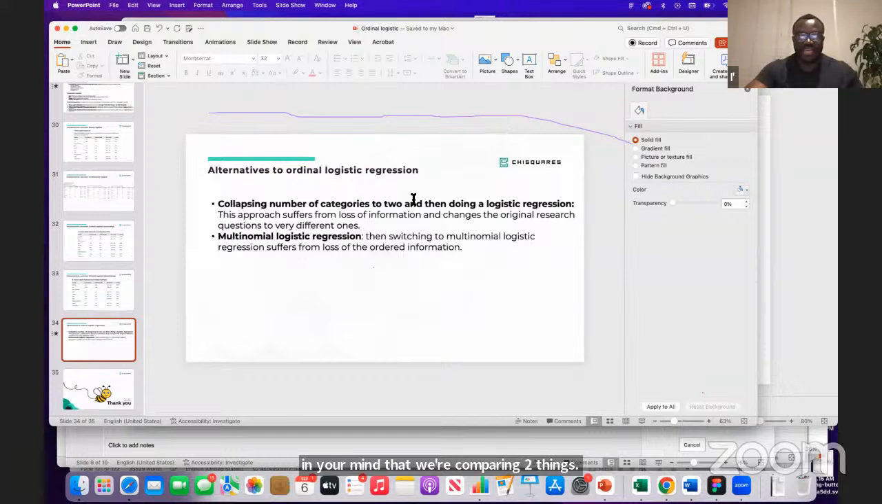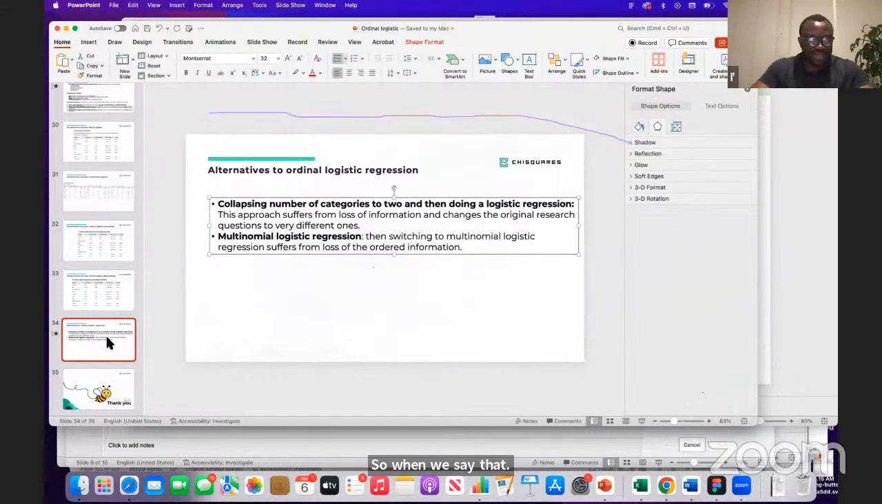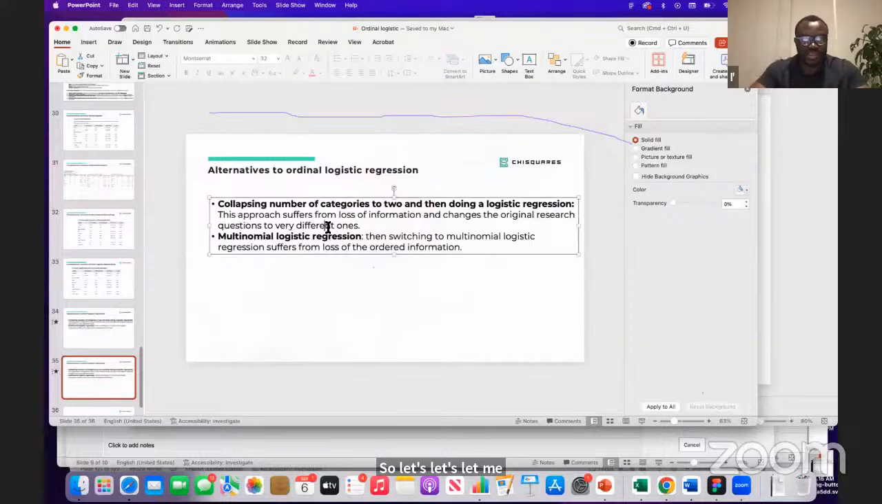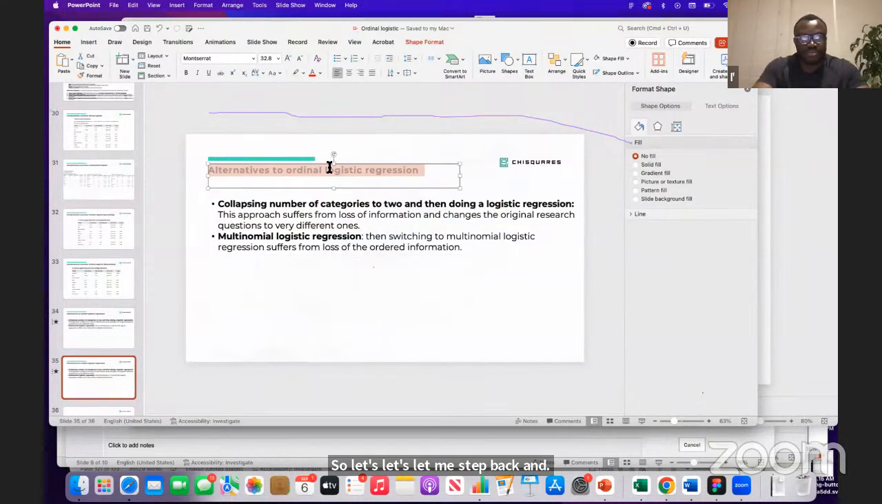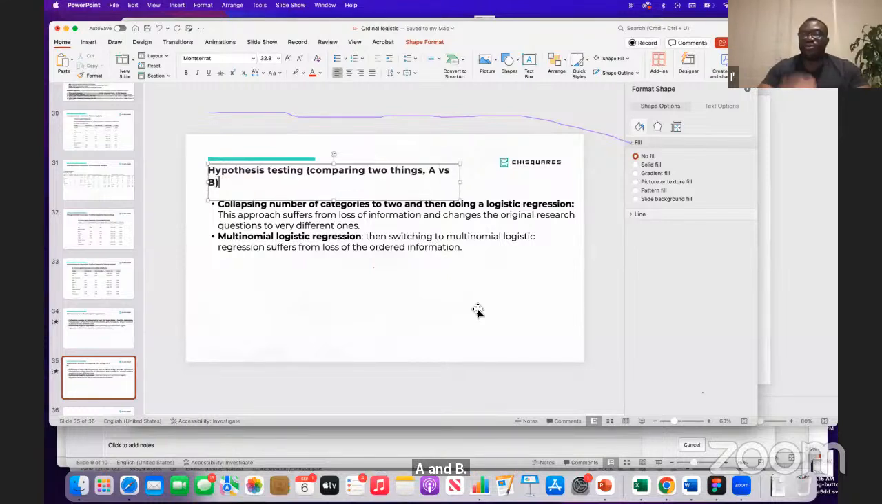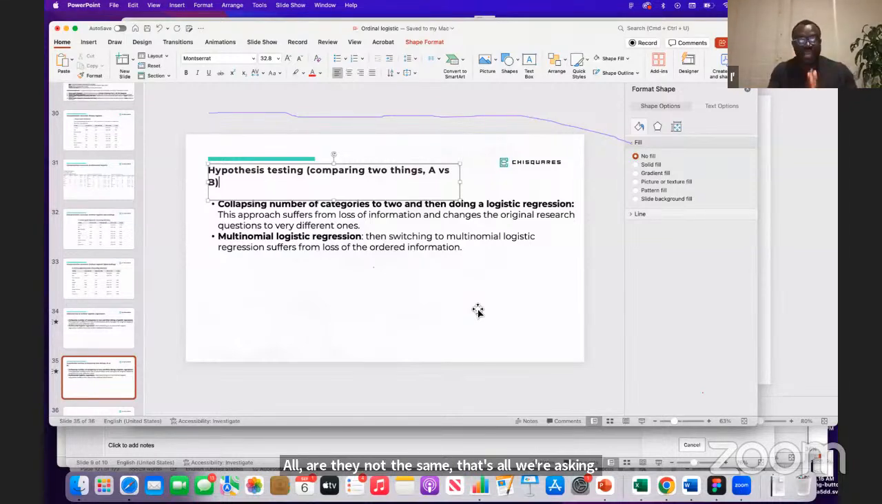So let me step back and create a new slide here. Let's call this hypothesis testing. Whenever we're testing, it simply means we're comparing two things, A and B, A versus B. So the question is, are these things the same or are they not the same? That's all we're asking. Are A and B the same or are A and B different? That's the only question we're trying to examine.